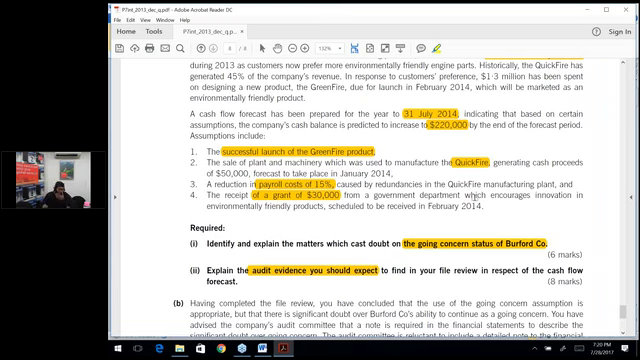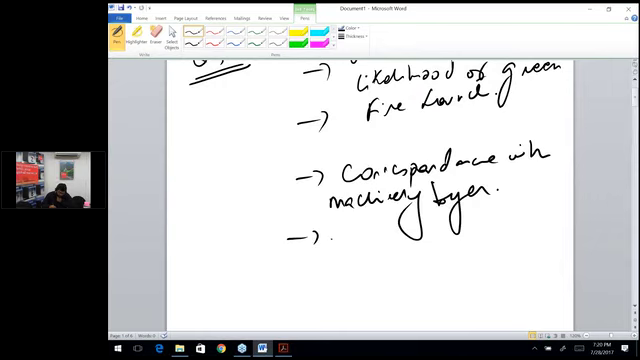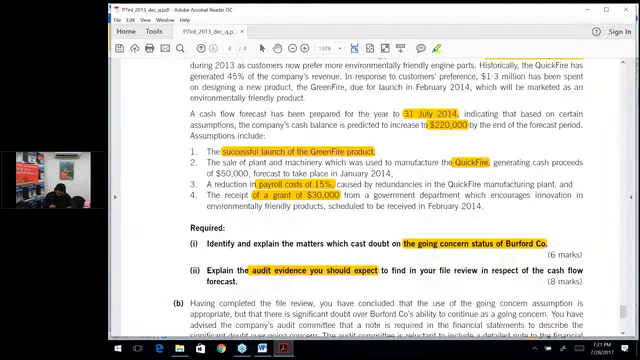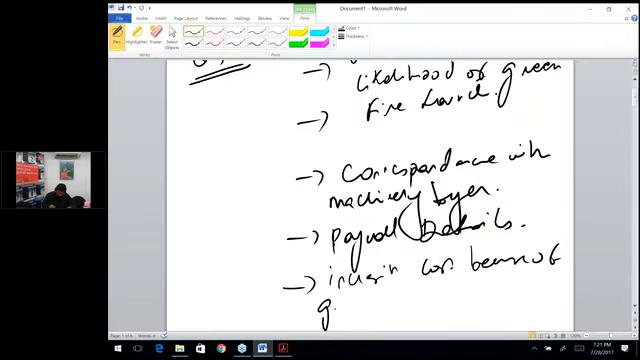It says reduction in payroll cost 15% caused by redundancies in Quickfire manufacturing plants. So we would expect to find the payroll details also. And furthermore, if the payroll details are there, then what else? There could be things like you need to verify if the increase in the cost because of Greenfire is considered.